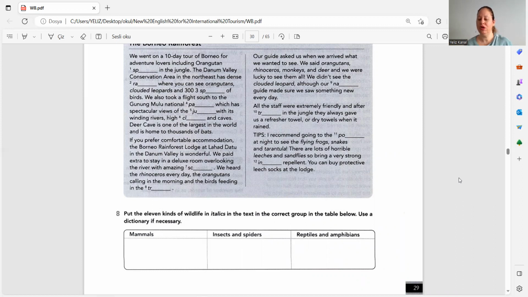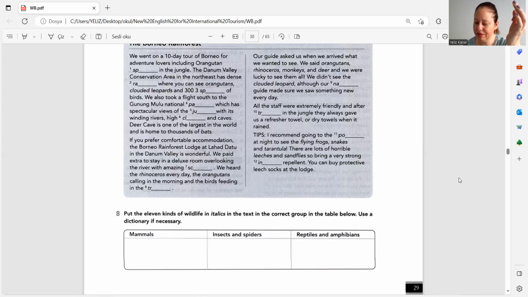Now we are going to put these in the correct column, okay? Now we have mammals. So in the mammals category, we can put orangutans, right? What else? Clouded leopard can go there as well. What else? Rhinoceros, it's a mammal as well. Now we have orangutan, clouded leopard, rhinoceros. There's also monkeys, right? Monkeys.